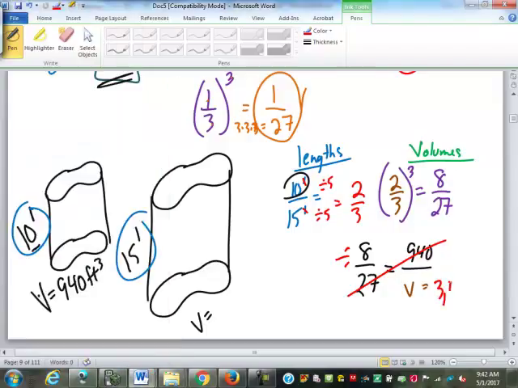$3,172.5. 3,172.5. Those are in feet, so this will be in cubic feet. Is my volume. What do you think? A little bit easier than the areas and volumes?